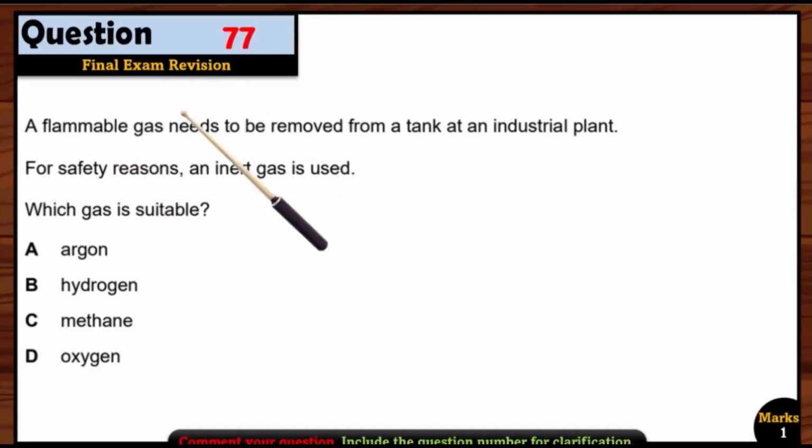Okay, question 77. A flammable gas needs to be removed from a tank at an industrial plant. For safety reasons, an inert gas is used. So inert gas means it should be a noble gas. So which gas is suitable? Of course, we have only one option from group 8, that is argon. So argon is the right option.